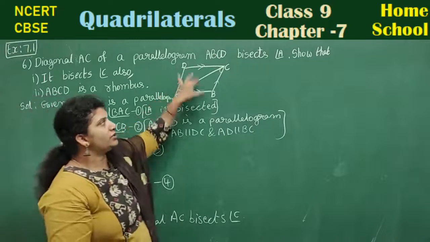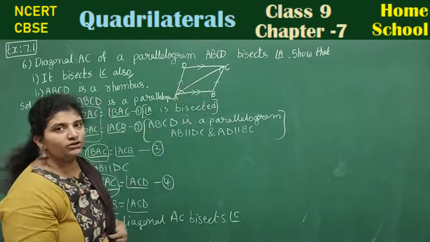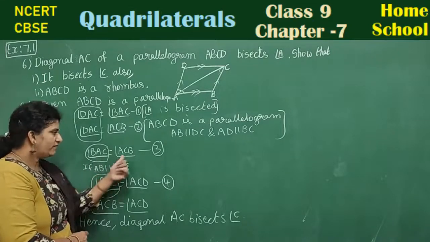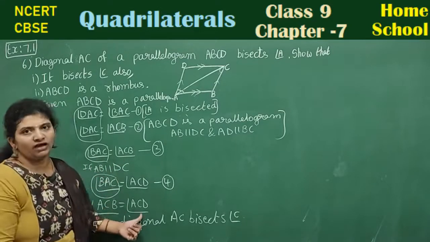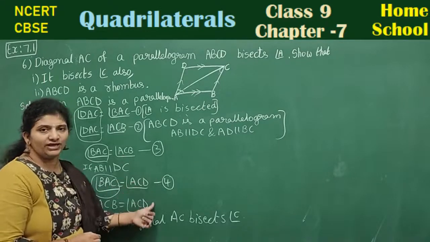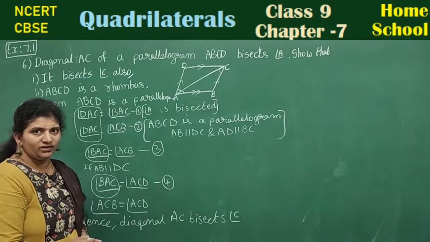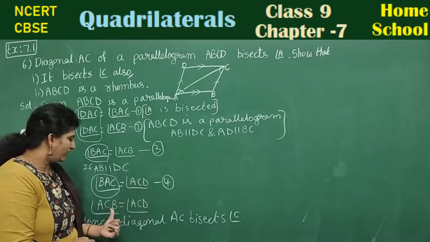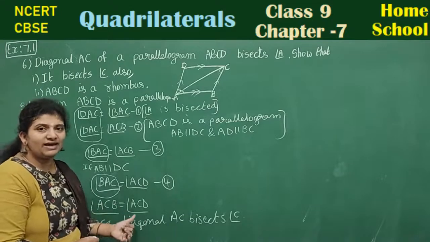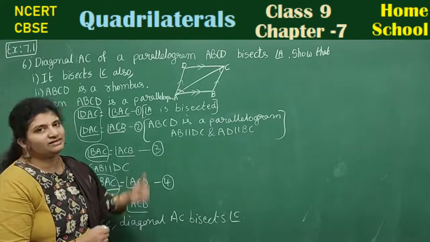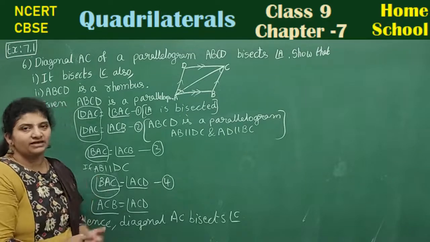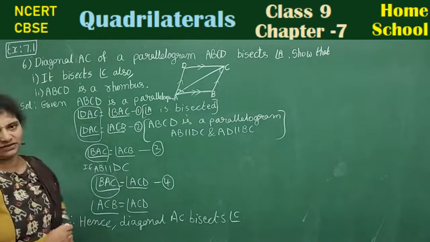Now take the other two parallel lines and equate the other two alternate interior angles. Then when comparing these two, we say angle ACB is equal to angle ACD. If you want, comparing equation 3 and equation 4 also, you can write. Comparing these two, we get angle ACB is equal to angle ACD. That means the diagonal AC is bisecting angle C also. Not only angle A, angle C is also bisected. Hence, it is proved for the first one.